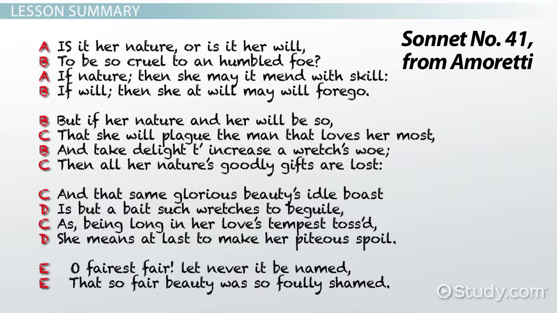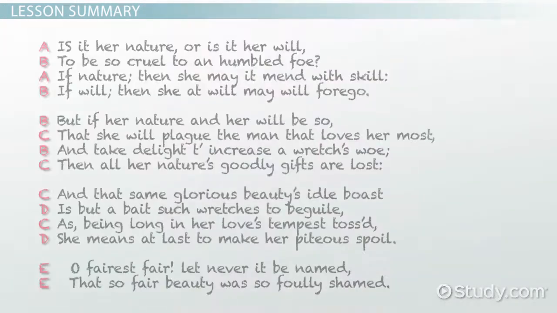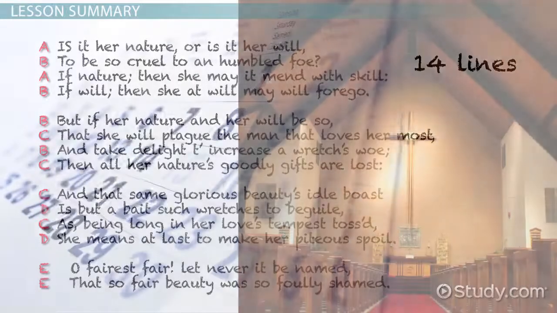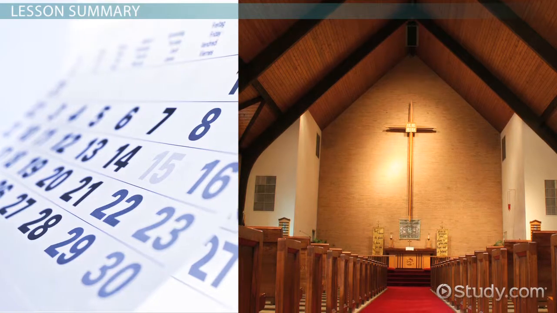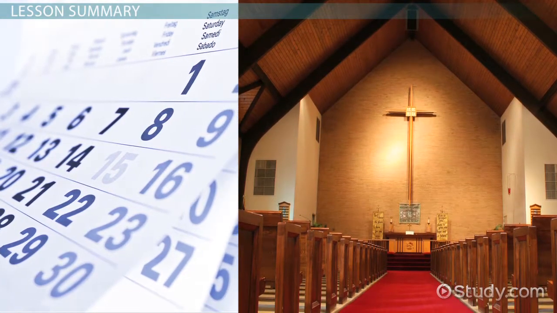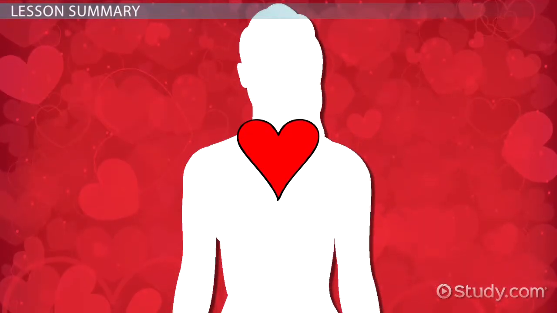The way in which the rhyming elements weave the three quatrains, or four-line segments, together have given Spenser's poems the alternate name linking sonnets. Like other sonnets, though, Spencerians still consist of 14 lines of iambic pentameter. Many Spencerian sonnets coincide with specific dates in the church calendar and use religious imagery to express his affections. However, other later examples were rather erotic in nature.